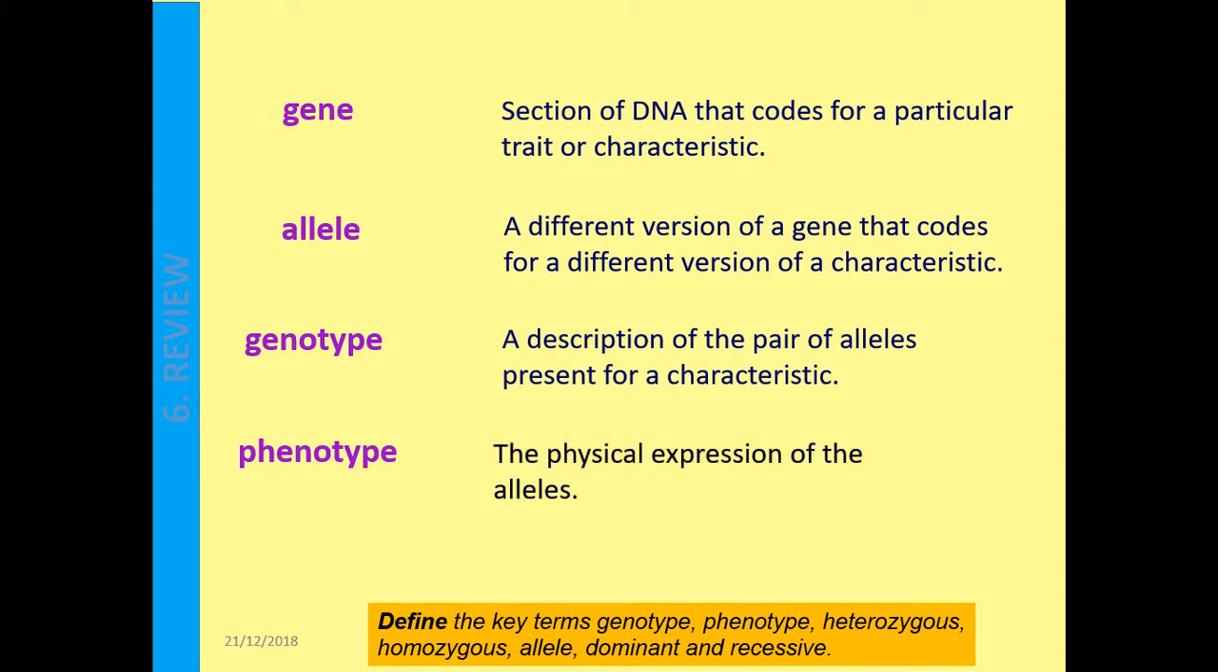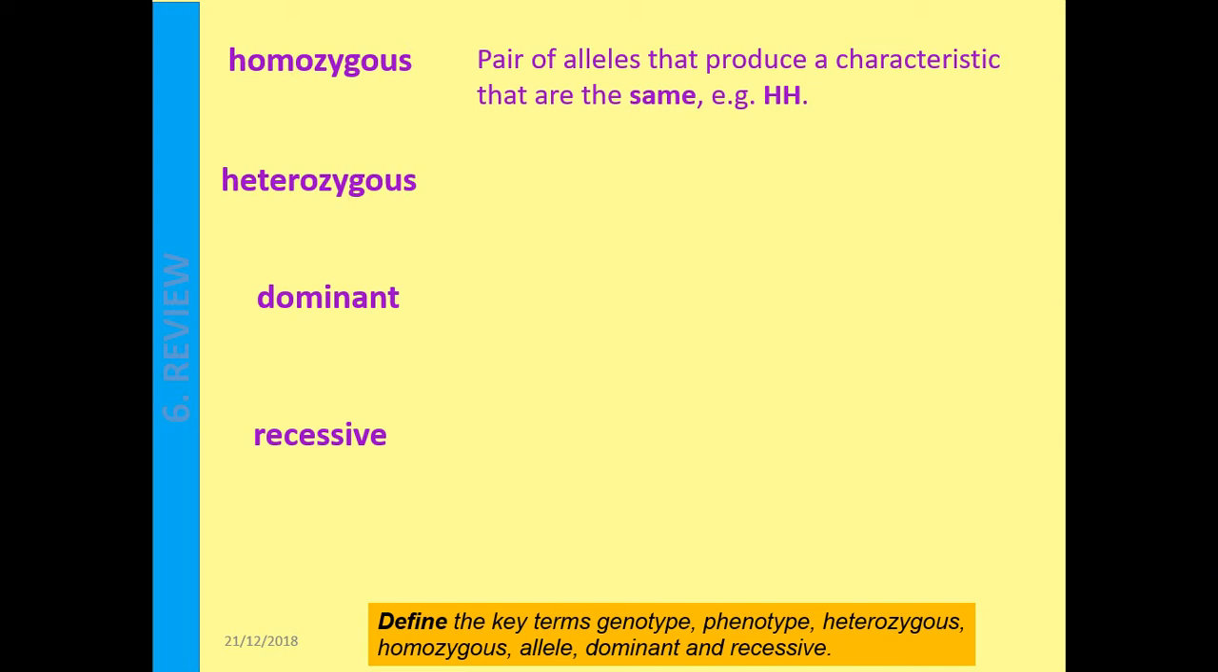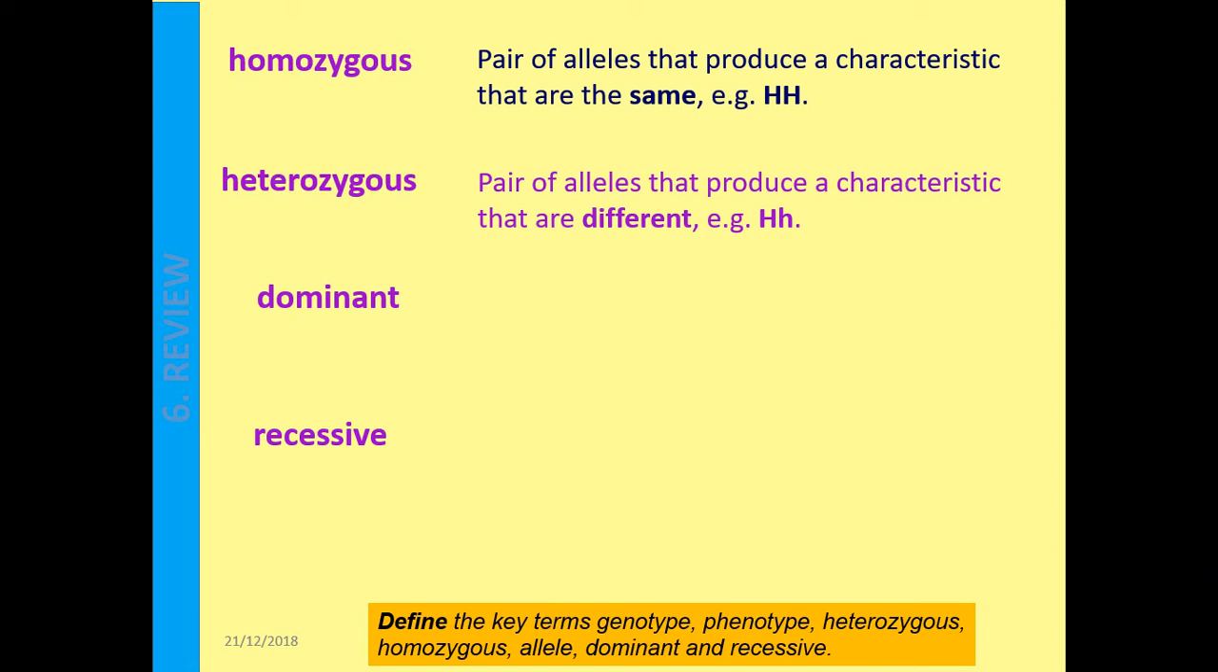Okay, homozygous. This was where we had 2 alleles that were the same paired together. For example, here HH, it could be the big R, the big R, or the little r, the little r. Heterozygous is when we have one allele from each, so big letter and then small letter. So we had big R, little r.